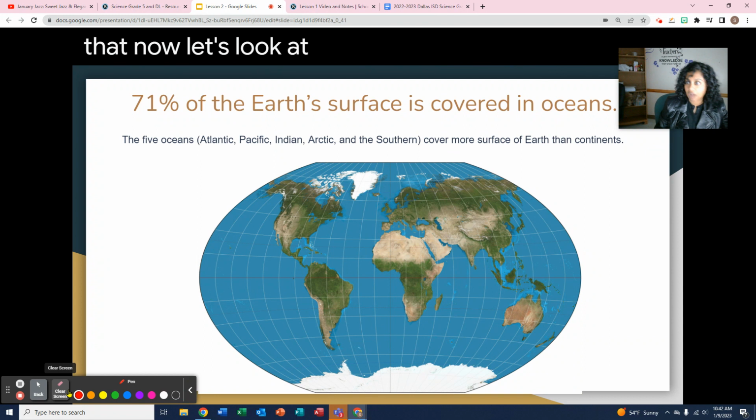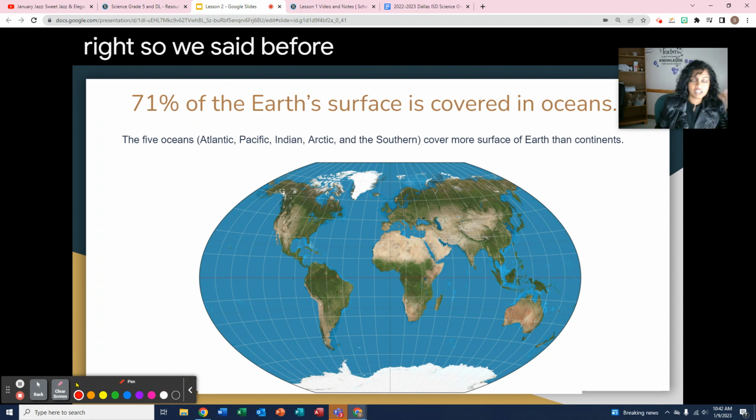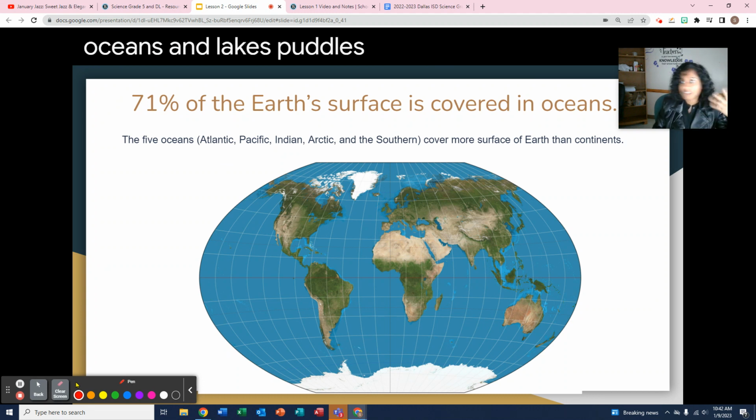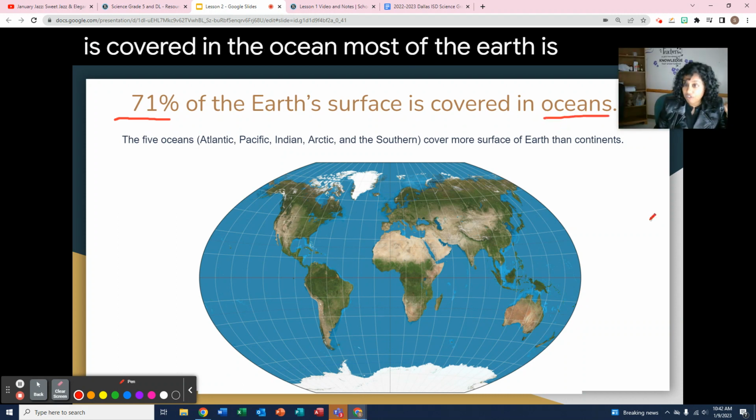Okay, now we've kind of gone into that. Now let's look at the places that water collects, right? So we said before, water collects in rivers and oceans and lakes, puddles, a bunch of different places. But the place that the most water collects is going to be in our oceans, because 71% of the Earth's surface is covered in ocean. Most of the Earth is covered in ocean.